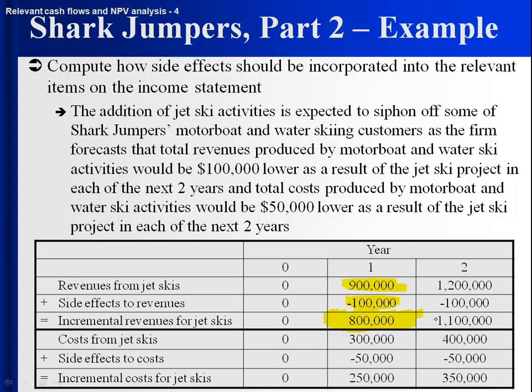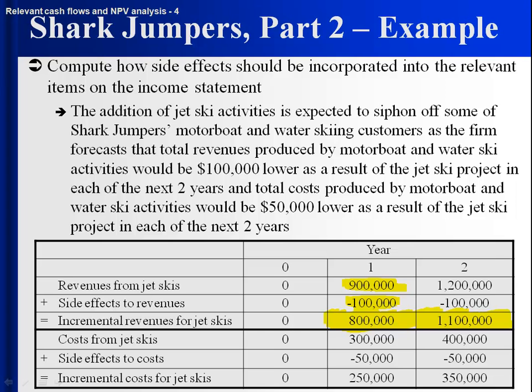Likewise, in year two, the relevant effect on revenue is $1.1 million. You get $1.2 million in jet skis that you wouldn't have if you didn't do the project, but there's $100,000 less coming out of the motorboating operations that is a result of the project.